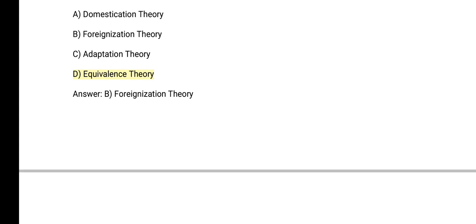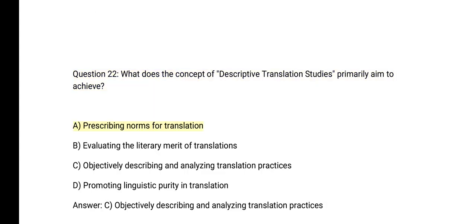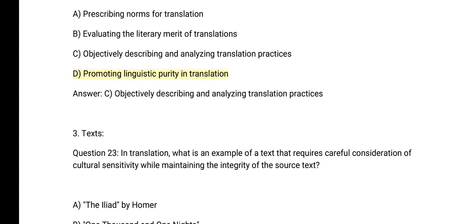Question 22. What does the concept of descriptive translation studies primarily aim to achieve? A. Prescribing norms for translation. B. Evaluating the literary merit of translations. C. Objectively describing and analyzing translation practices. D. Promoting linguistic purity in translation. Answer. C. Objectively describing and analyzing translation practices.